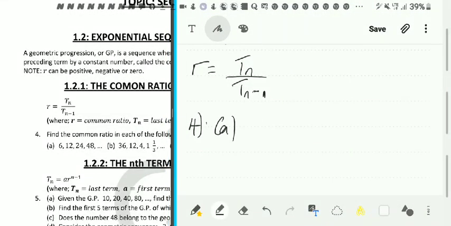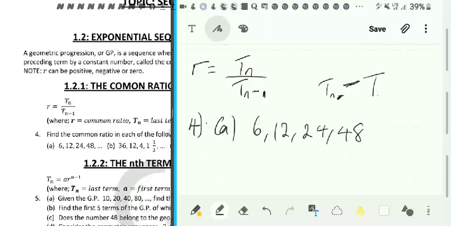When we look at A, we have 6, 12, 24, and 48. So what is the common ratio in this case? The technique for getting the common ratio is quite similar to that of the common difference for an arithmetic progression. We are saying Tn over Tn minus 1.